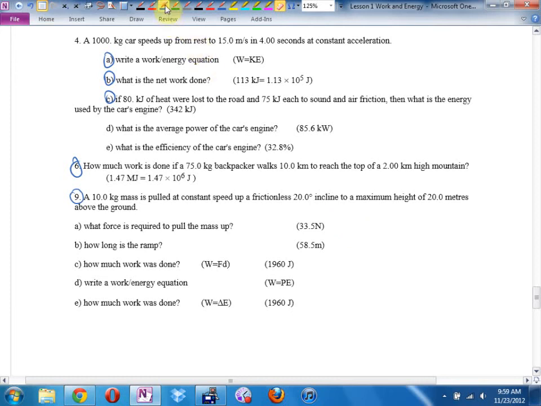So, questions from the homework from last day, number 9. I'm going to draw it up. There's my ramp. Where it says this is 20 meters. And it says this is 20 degrees. And here's the mass.